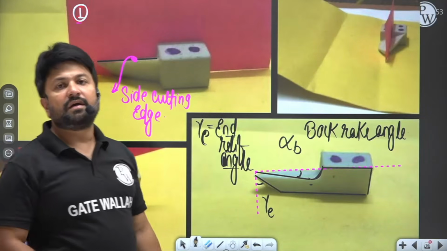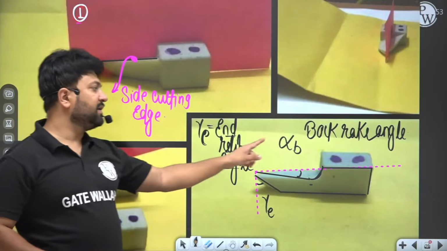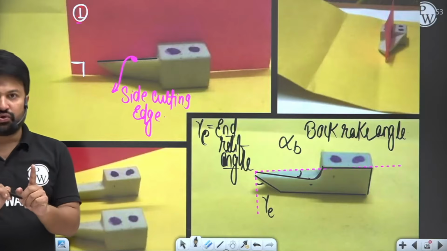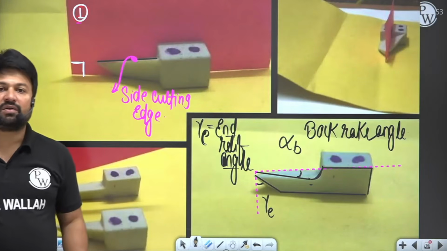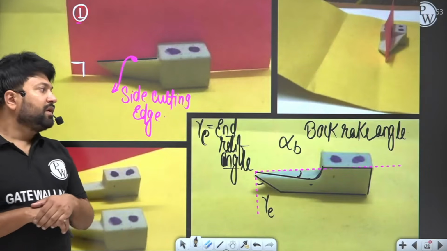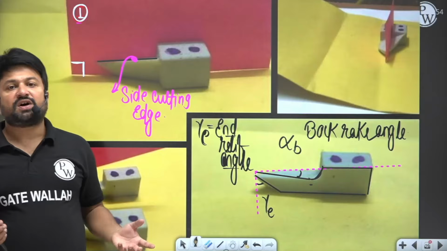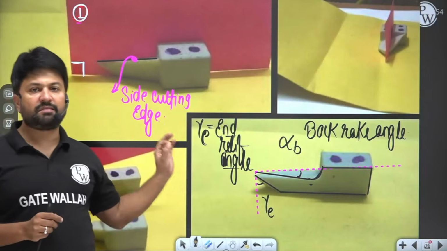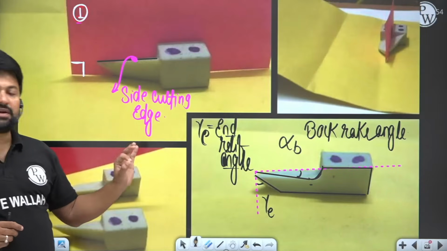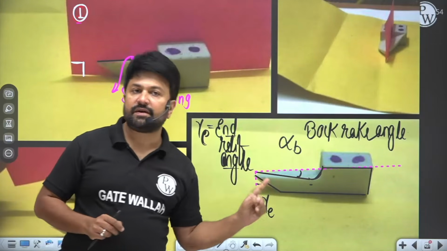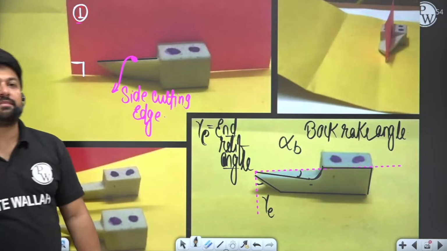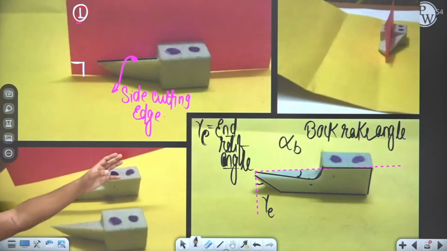Now here, my dear student, alpha B, that is the back rake angle, affects the ability of the tool to shear the work material and form the chip. In turning of long shafts which have very small diameter, we generally recommend a positive back rake angle. We recommend a positive back rake angle.